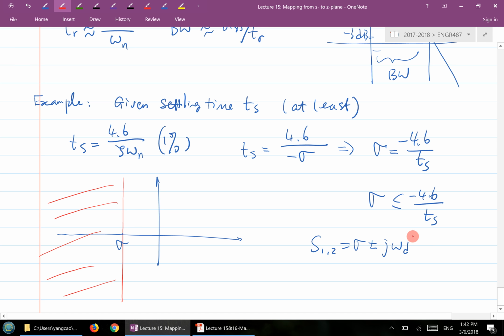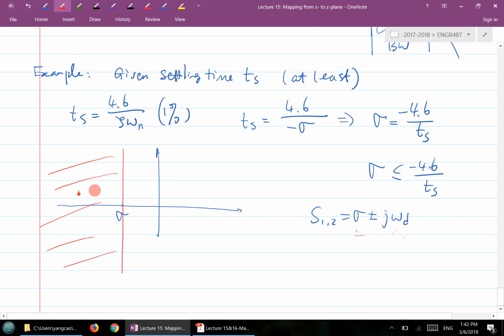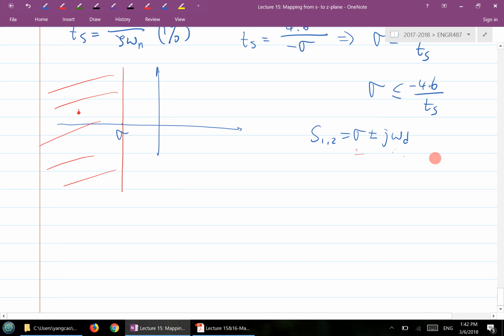So if this is the only requirement, then you literally can see, okay, I'm going to pick a point in here as my pole for the system. That makes sense, right? That's basically how you can figure out a pole in a continuous domain. This is a simple example based on the given requirements.